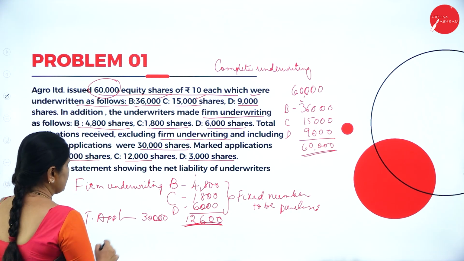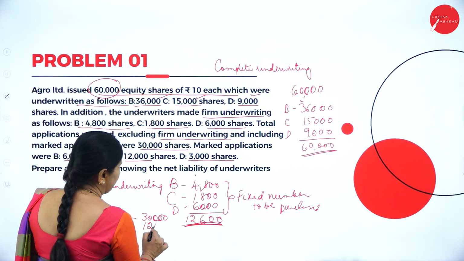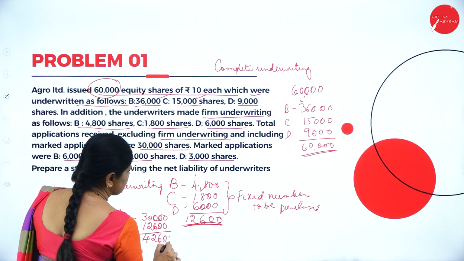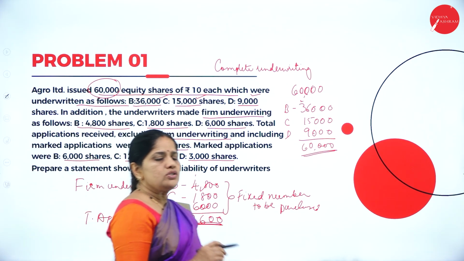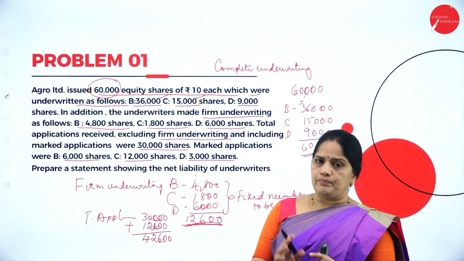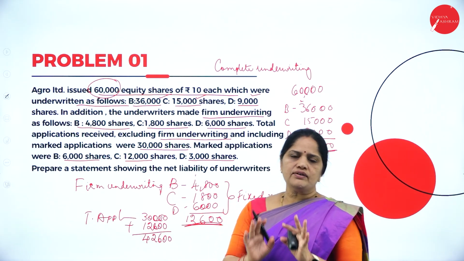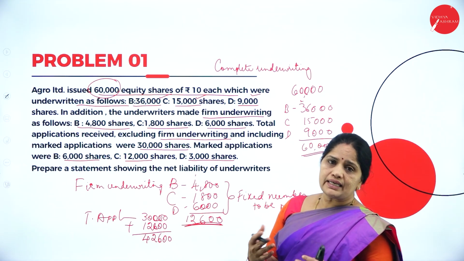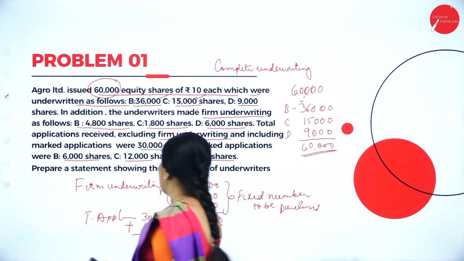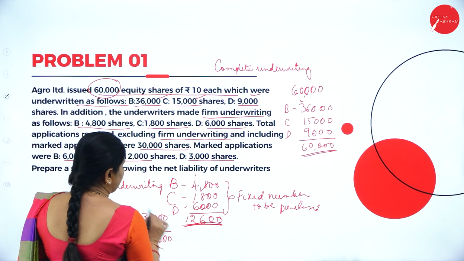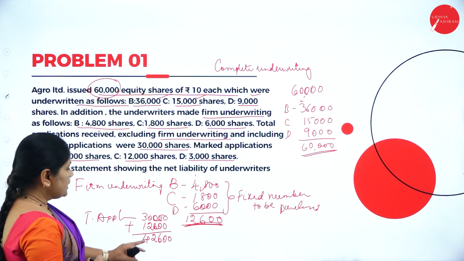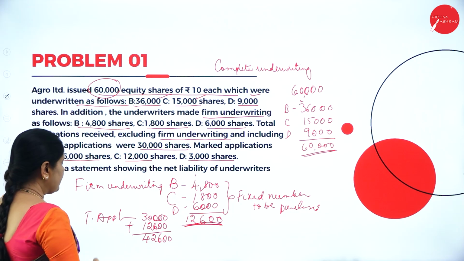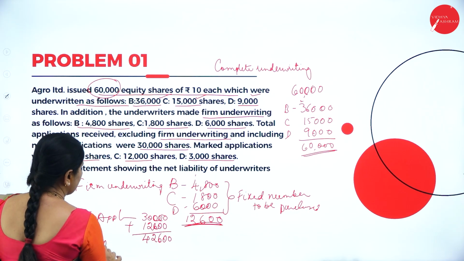Now, for this total applications, I have to add this 12,600. So, I get 42,600 applications in all. Out of this 30,000 applications, they have not considered the firm underwriting. So, now we have to consider the firm underwriting as applications given by the underwriter. That is why I am adding it here. So, the total number of applications is 42,600. Now, from this, I deduct marked applications.